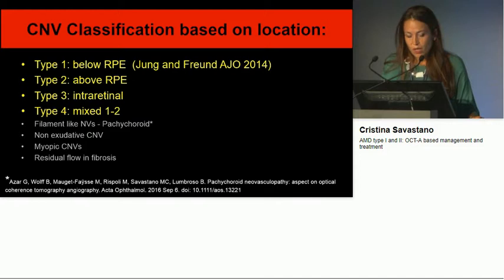and type 2. By the use of OCT angiography, new entities are appearing actually, like a filament-like neovascularization, particularly evident in pachychoroid disorder, the form of non-exudative CNV, even myopic CNV have particular aspects that are typical in OCT angiography, and sometimes we can distinguish the residual flow in fibrosis.